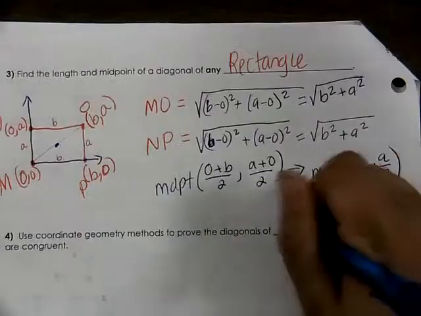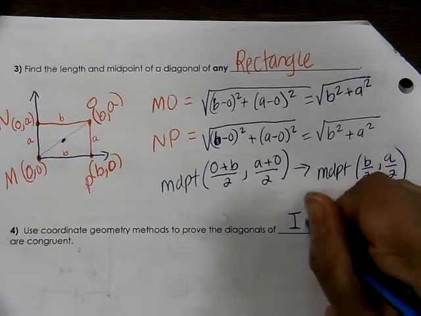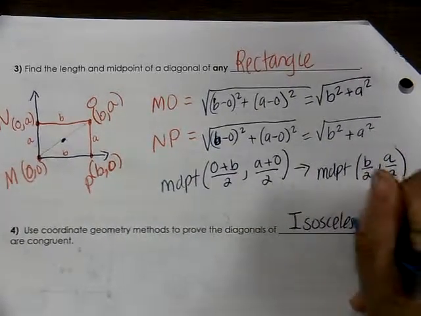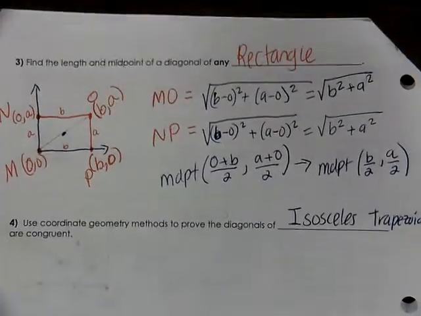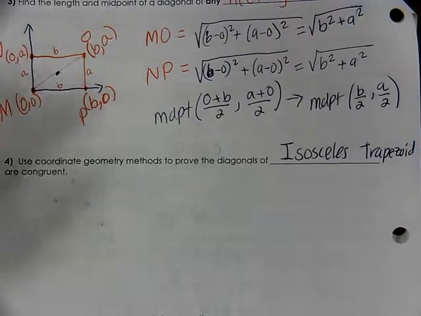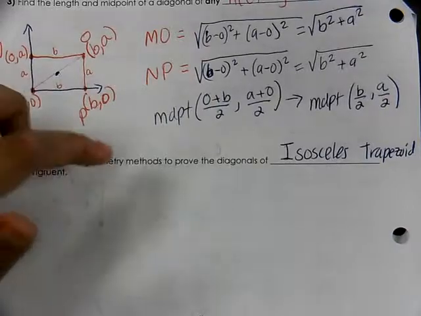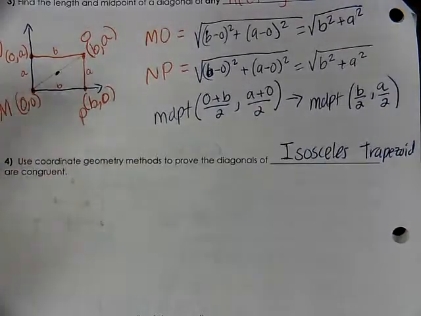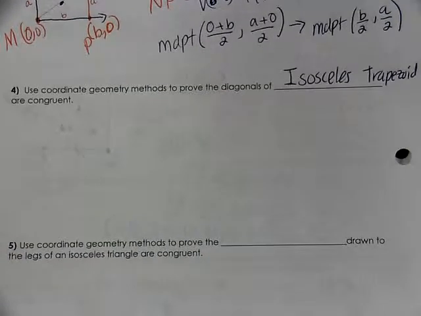So we're going to try one more, which is use coordinate geometry methods to prove that the diagonals of an isosceles trapezoid are congruent. So we learned this back in Unit 5, that the isosceles trapezoids have diagonals that are congruent. So we're going to go ahead and draw it again, draw it first, and then use the distance formula to show that the diagonals are actually congruent, because you should get the same distances for both.